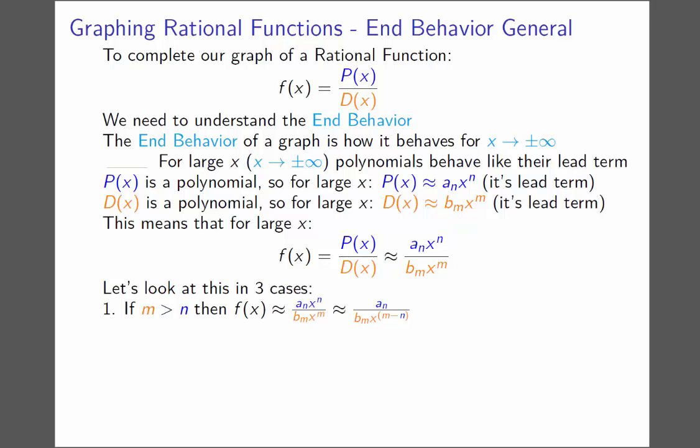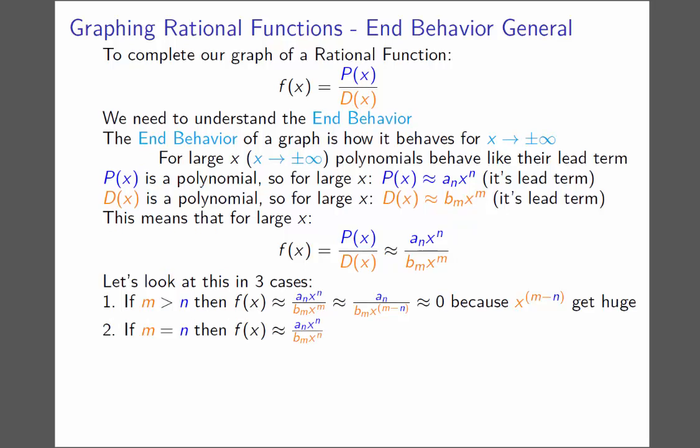And it's important here that m is bigger than n, so we have a positive degree for x down in the denominator. So now as x gets really large, x to the m minus n gets really large as well, which means we're dividing our fraction by a bigger and bigger number. So the fraction as a whole goes to 0. So when our degree down bottom is bigger than our degree up top, our function just looks like 0 on the ends.